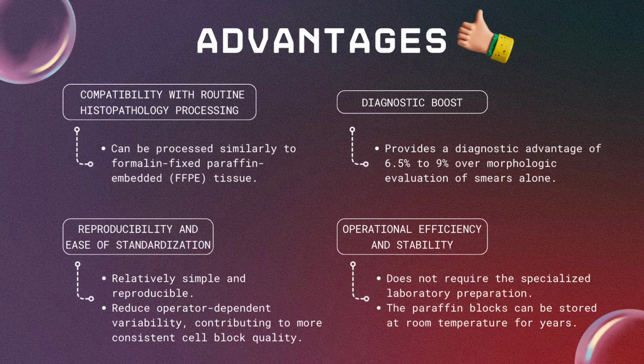Furthermore, the method is reproducible and easy to standardize. Its simple and standardized preparation steps reduce the operator-dependent variation, resulting in more consistent cell block quality across different labs. Finally, histogel offers operational efficiency and long-term stability because this method is quite straightforward and does not require any specialized preparation. Once embedded in paraffin, the cell block can be stored at room temperature for many years, allowing for future review or additional testing if needed.